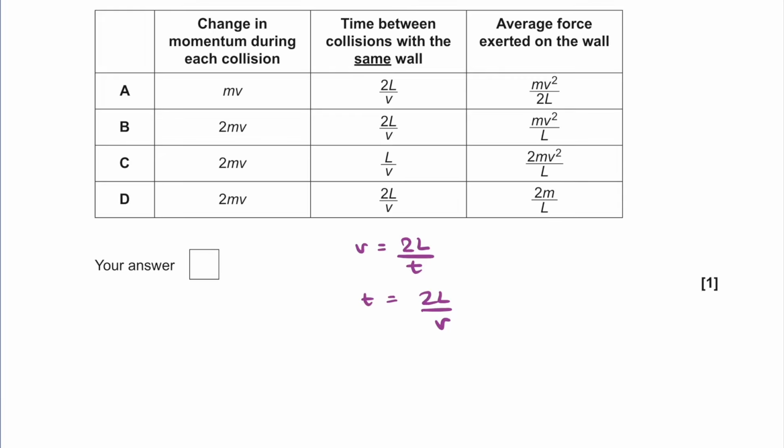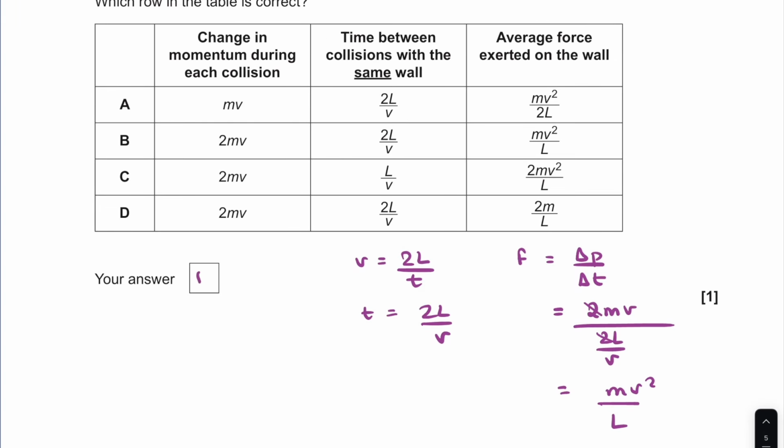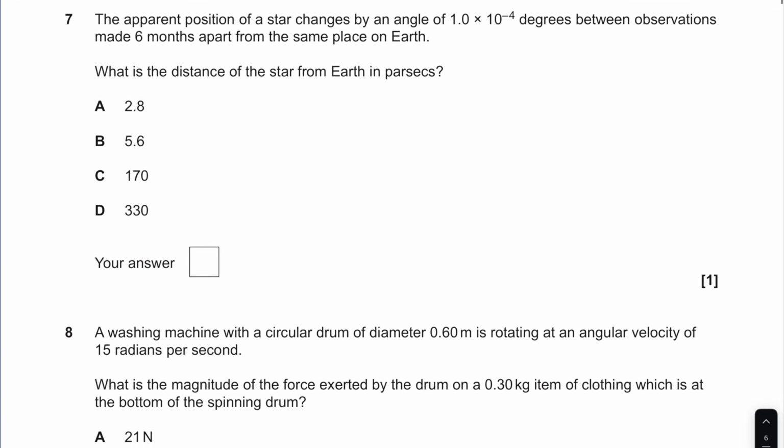Now, for the average force exerted on the wall, we have to think about F equals change in momentum over change in time. So we know that change in momentum is 2mv, and the change in time is 2L over v. So that becomes essentially 2mv squared, or rather the 2 cancels out, so mv squared over L, for which B stands true. Let's move on to question 7.